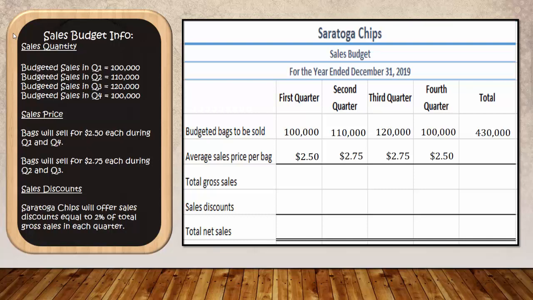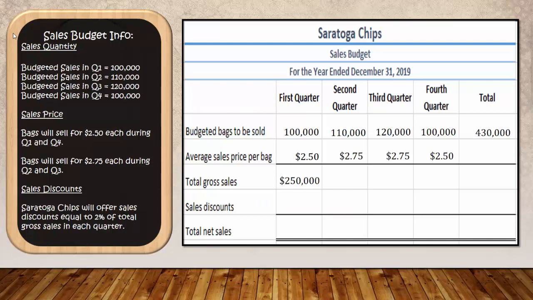To figure out our total gross sales, we simply take the budgeted bags to be sold and multiply it by our average sales price per bag. So for the first quarter, we take the 100,000 bags that we expect to sell, multiply it by $2.50, and we figure out that our total gross sales is going to be $250,000. We do the same thing for every other quarter.